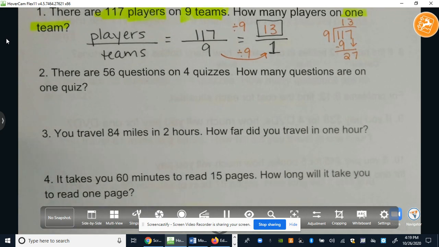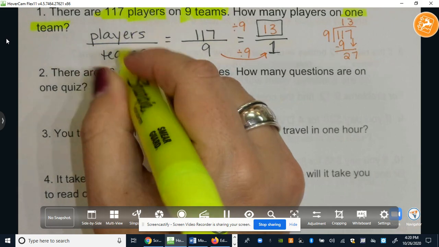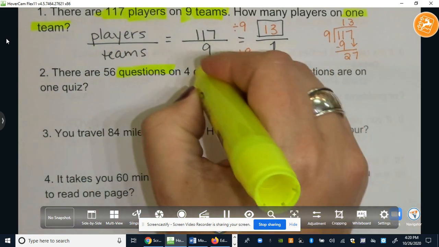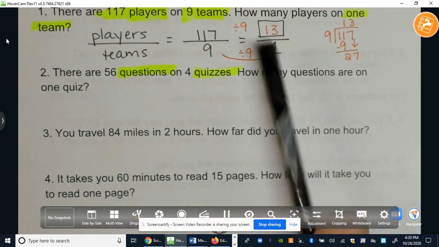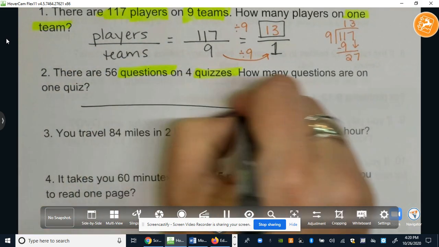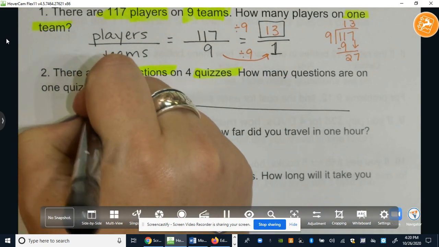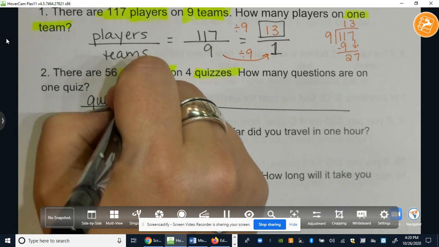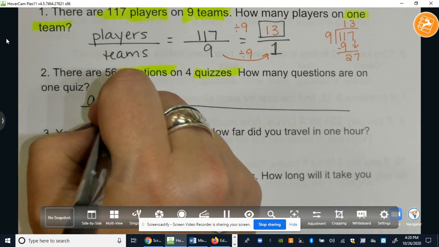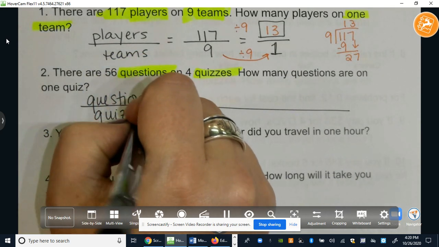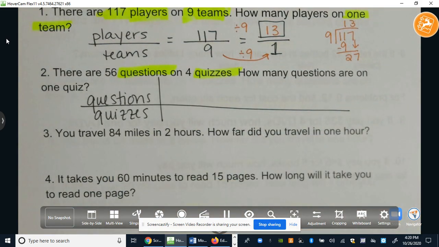So there are 56 questions on 4 quizzes. How many questions are on one quiz? So I'm comparing 2 things. Remember, I'm comparing questions and quizzes. I'm going to show you another way you can set it up. I'm looking at questions and quizzes. All right. Now, what do I know about questions and quizzes?